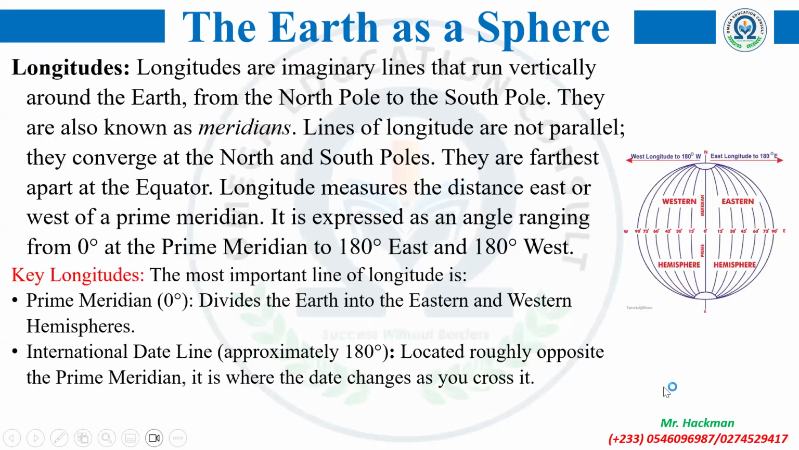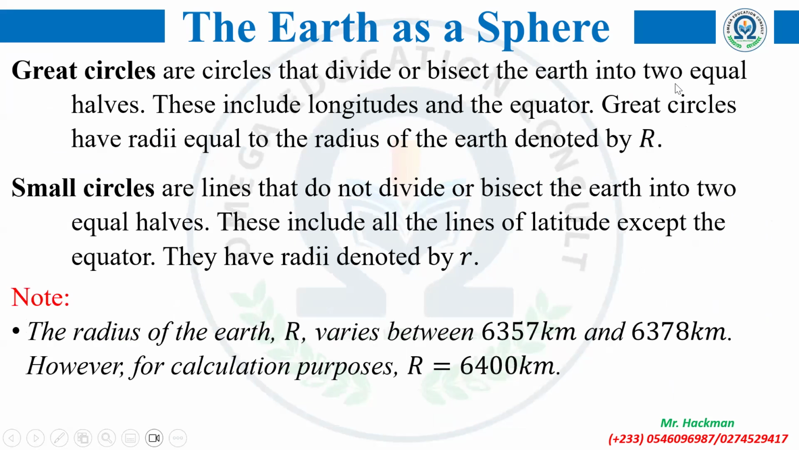That's the more reason why I have stated here that this includes longitude, so all longitude and the equator. So the equator is the only latitude that is a great circle. Please take notes. And great circles have radii equal to the radius of the earth, denoted by capital R. When we are dealing with a circle, every circle is supposed to have a radius, and when it comes to great circles, the radius is usually represented by capital R.